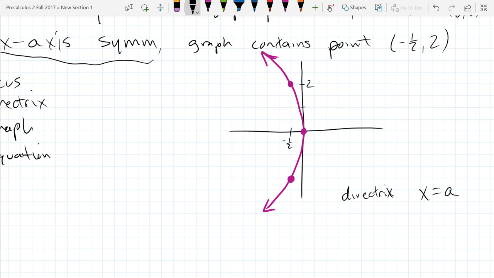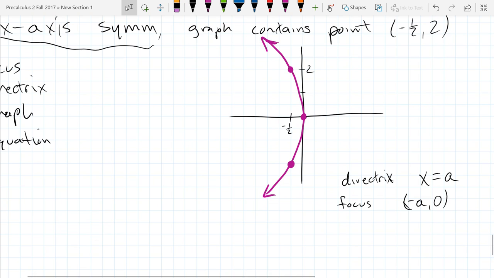Focus. Describe where the focus has to be. We don't know exactly where it is, but along what axis should it be? Positive or negative x-axis? Negative. So if I write focus, if I take my directrix to be positive a, this one will be (-a, 0). So we're not using the clueless method now. We're using the facts that we know about parabolas. I know my directrix appears on the right of the parabola, and my focus is going to appear in the opening part, or you can think of it as the mouth of the parabola.